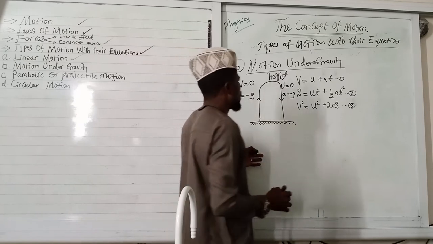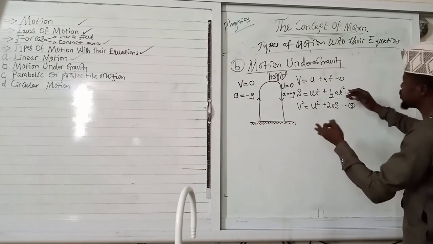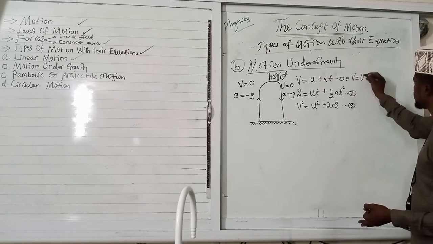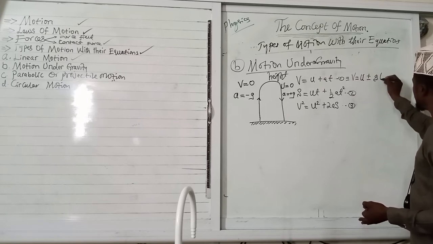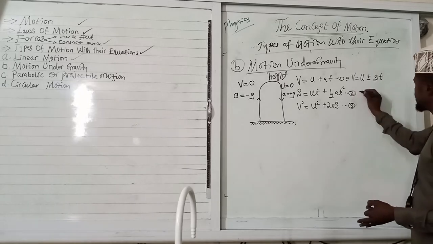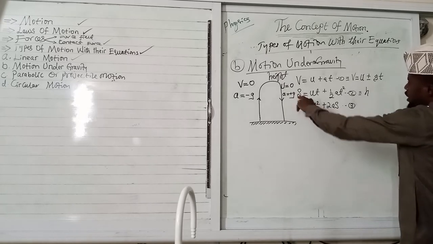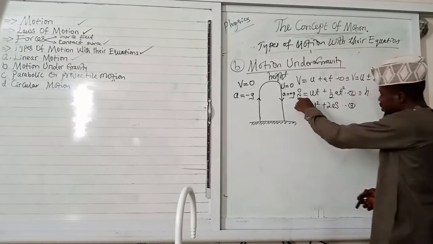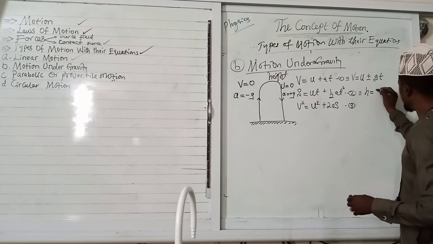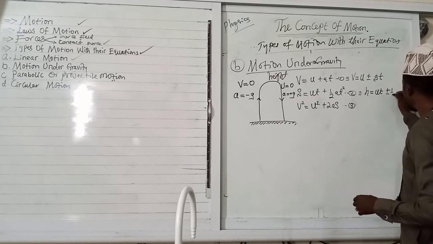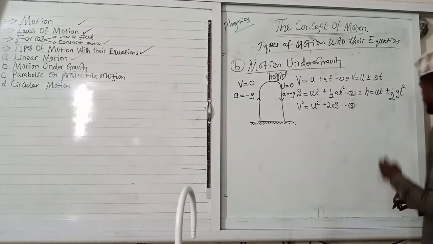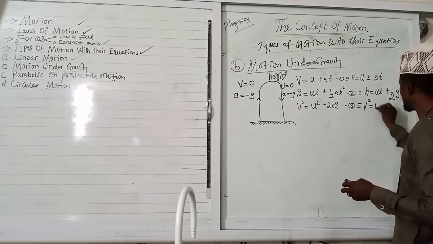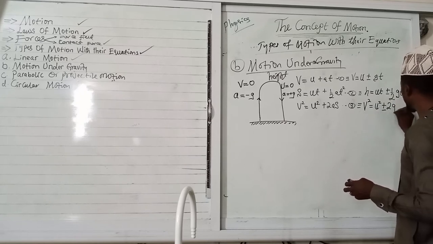So for this reason, we are going to convert these equations into equations for motion under gravity. For this equation, V is equal to U plus or minus GT. For this, it becomes H. When a body is moving linearly, we talk of distance. But when the body is moving up or down, we talk of height. So our S will change to H, and this H is equal to what? UT plus negative half GT squared. And the last one, V squared is equal to U squared plus negative 2GH.